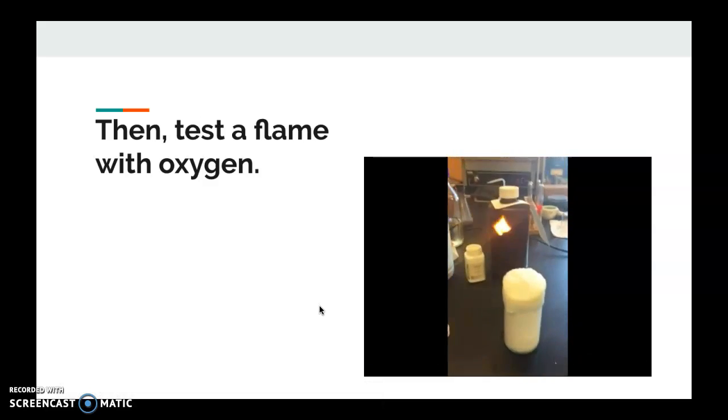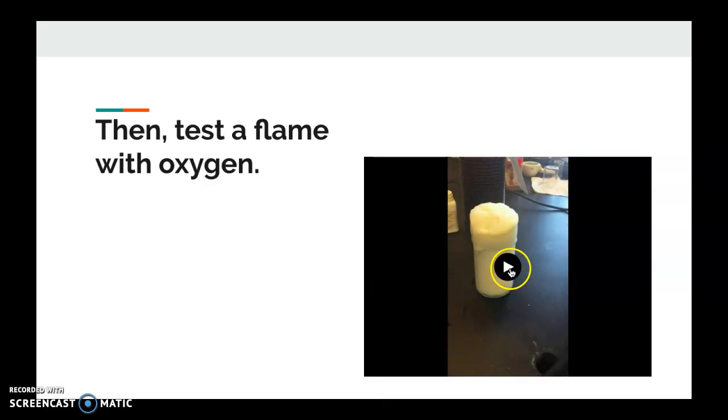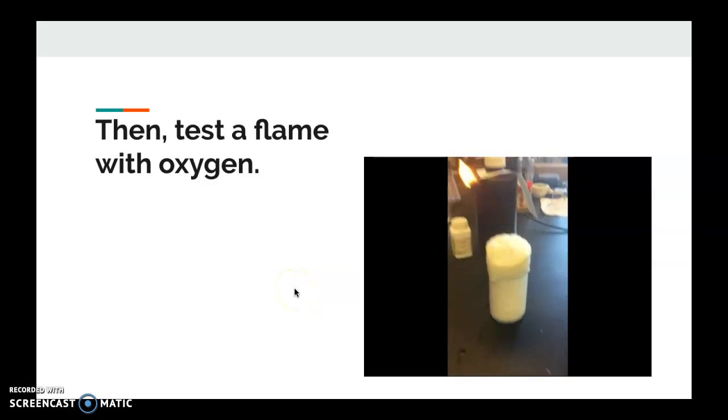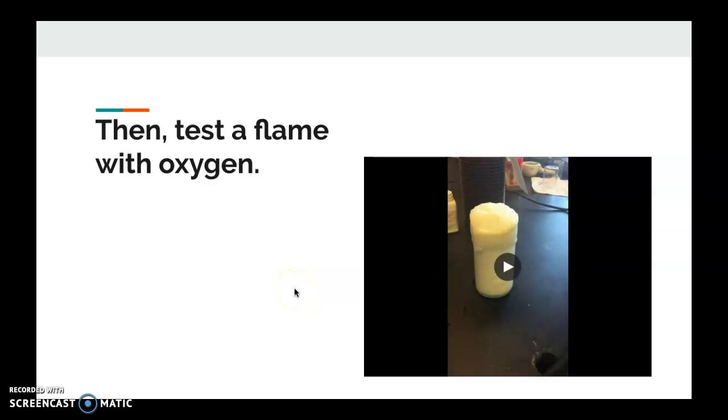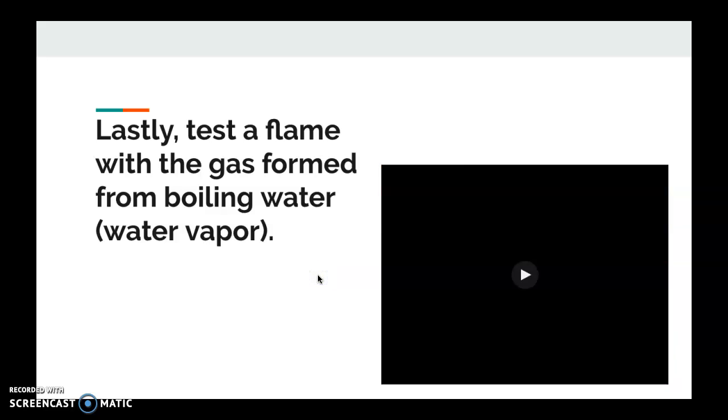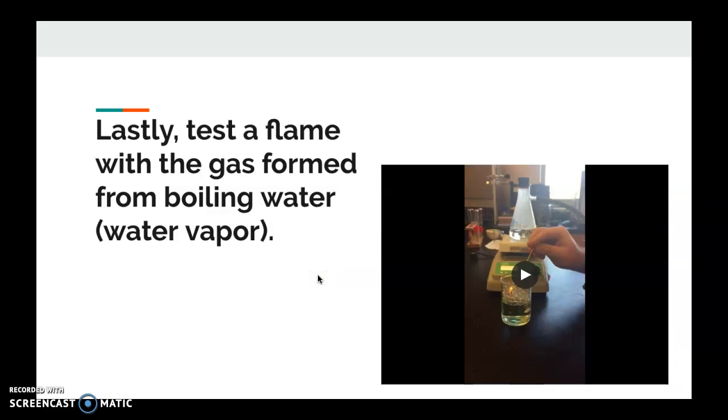So a splint that was just blown out was put into the flame, I can play it again, and it was actually relit. So oxygen will relight a flame, or it will make a flame burn brighter, which students will be able to see. And then the last thing is to test it with the gas formed by boiling water.